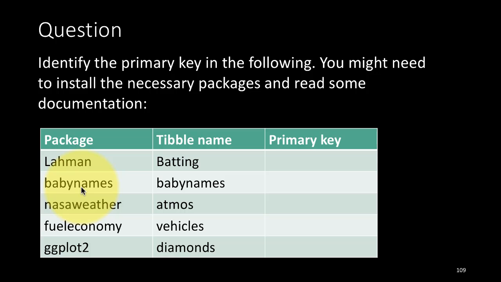Now, these are all separate packages. Babynames is a package that you may not have loaded, so you may have to install these packages. Then look at the appropriate tables within those and try to identify what the primary key for each of those might be. For example, ggplot diamonds, I don't think it has a primary key. I don't recall, but maybe not. So it'll be interesting for you to go take a look at these. You'll get an idea of how these things work.